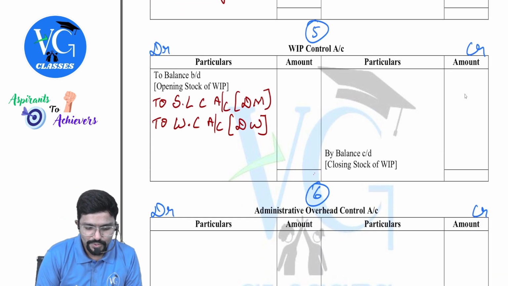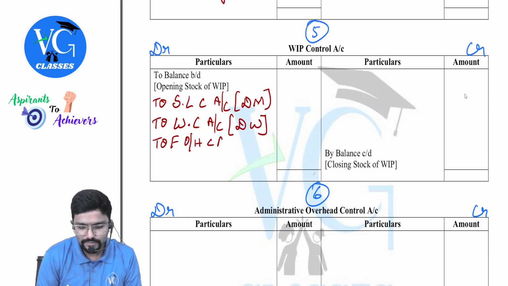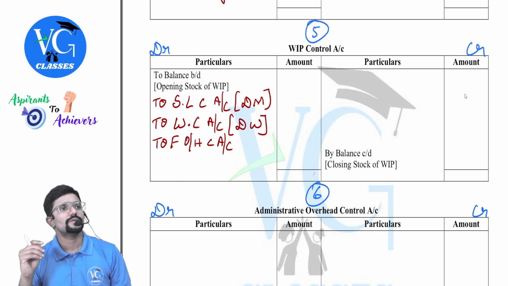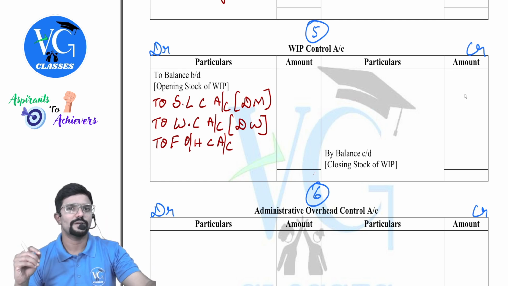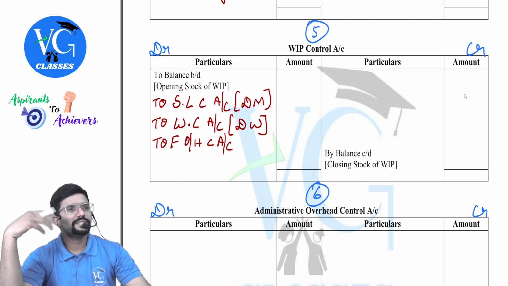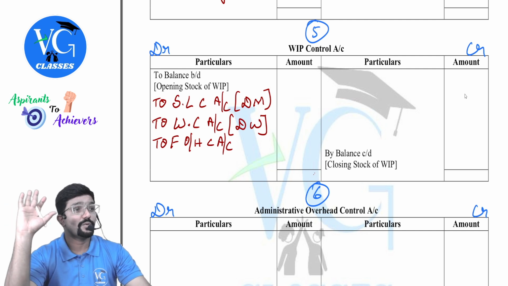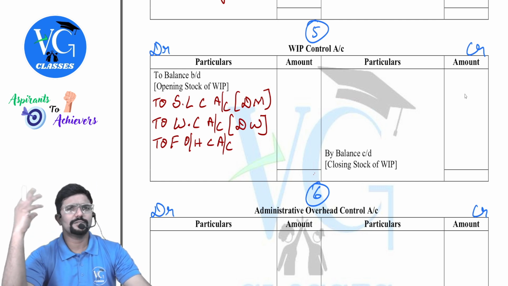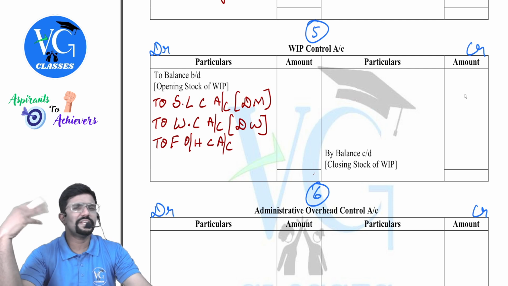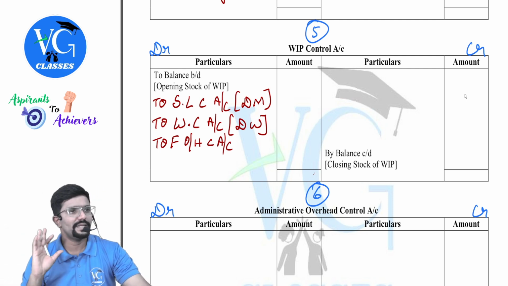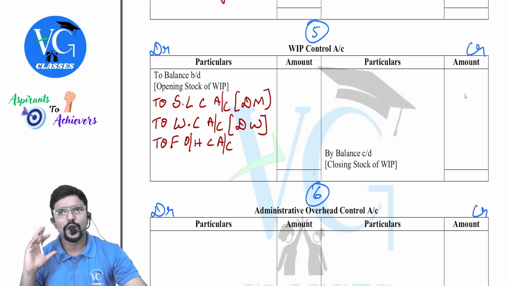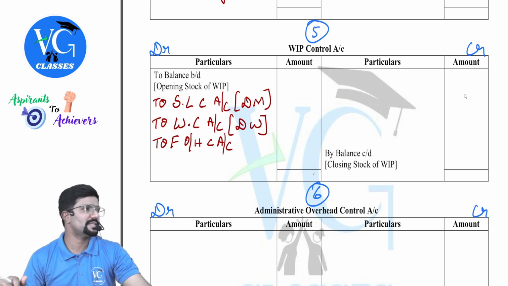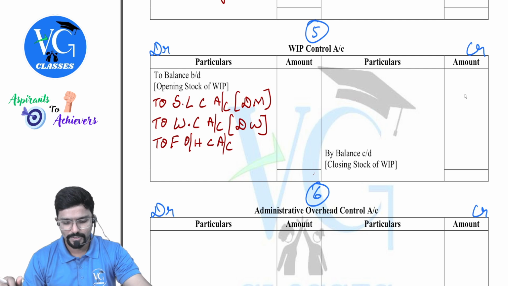WIP control to factory overhead control account. Here don't use the word received or transferred. Better use the word absorbed. For overheads always use the word absorbed. If it is material, wages and all, we can use the word issued or transferred. But here don't use the word transferred. Use the word absorbed. We already learned this concept in the overhead chapter.